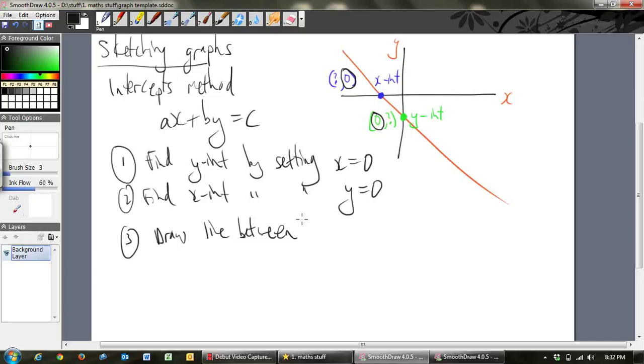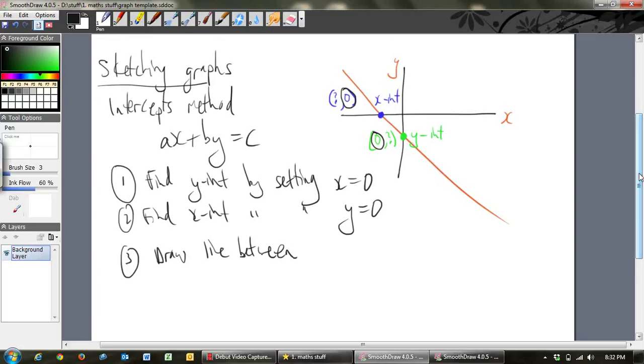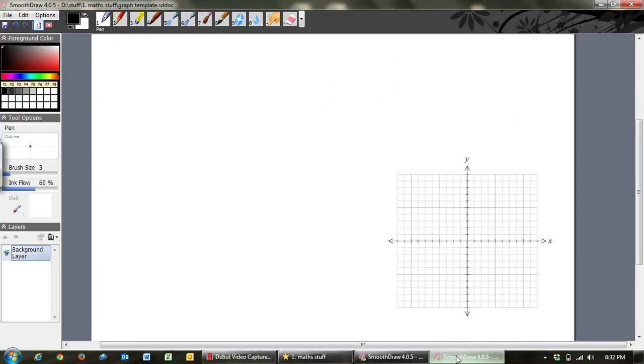It's quite a quick method if you're good with equations. This does assume something. So let's get on to an example. Sketch 3x minus 4y equals 12 using the intercepts method.